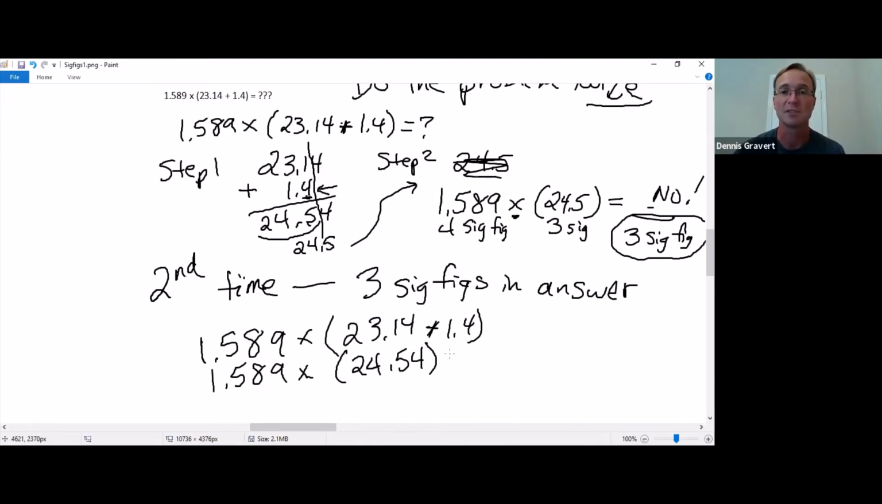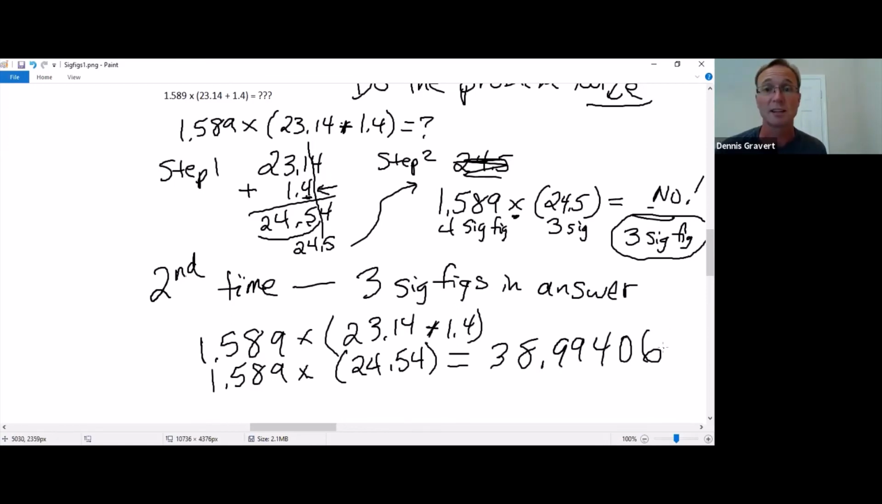Now multiply these numbers together, and the calculator, I got it written down over here. At least I thought I did. There it is. Calculator says 38.99406. You can lose points if you write down all those sig figs. Now we found out from step 1, you can only keep 3. Gotta cut it off right there. Oh, so that 9 is bigger than 5, so round up. That 9 goes up again. So the correct answer is 39.0.